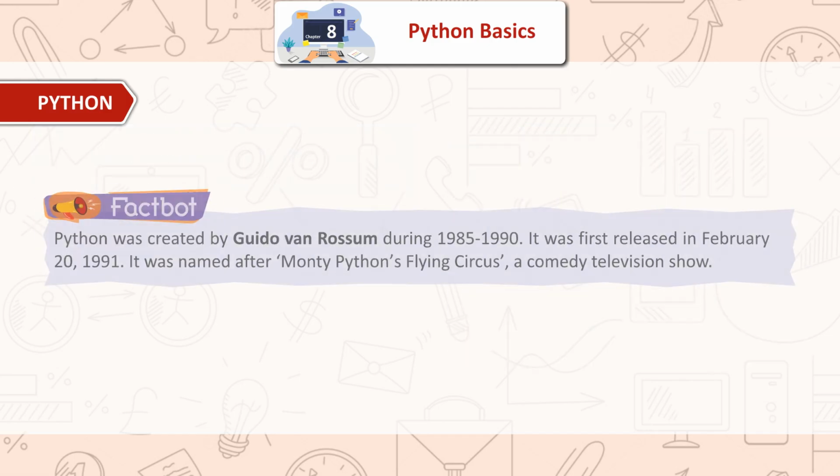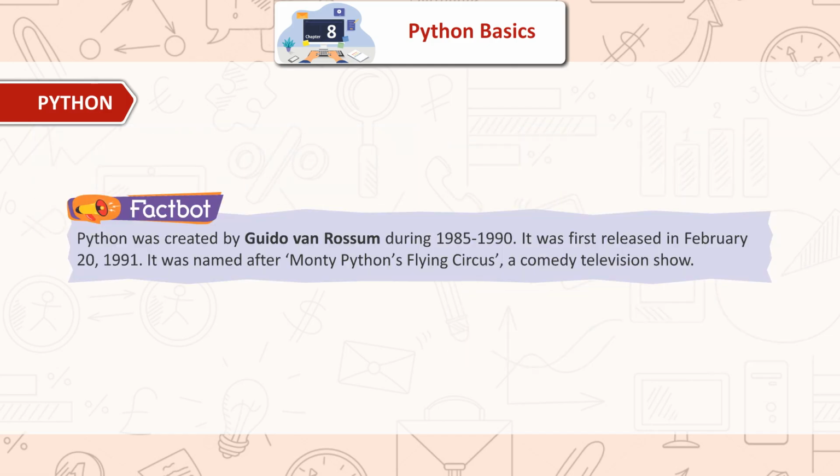languages. Python was created by Guido van Rossum during 1985 to 1990. It was first released on February 20, 1991. It was named after Monty Python's Flying Circus, a comedy television show.